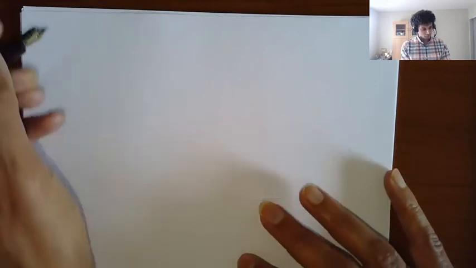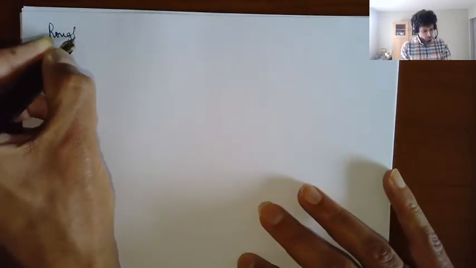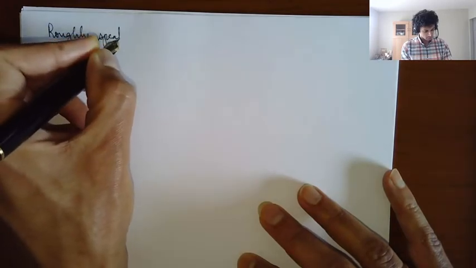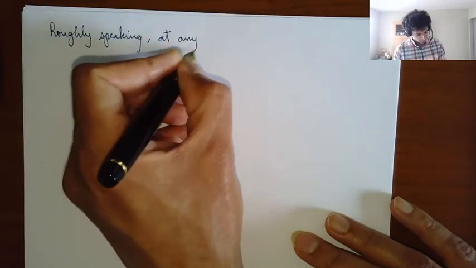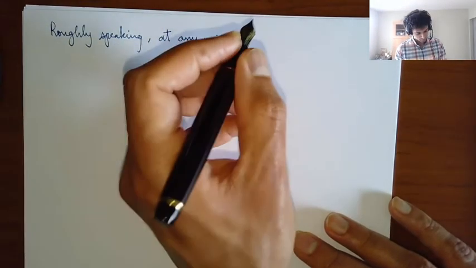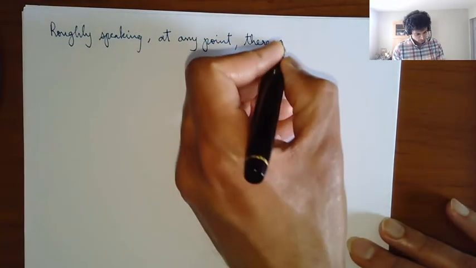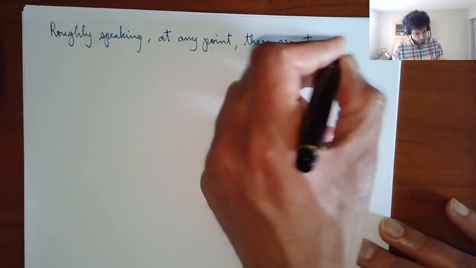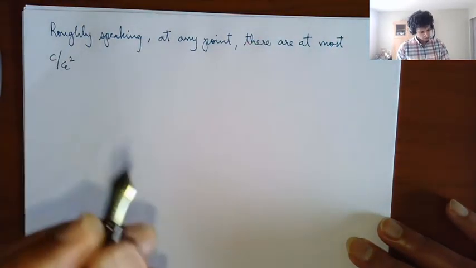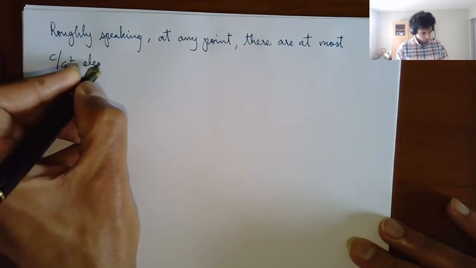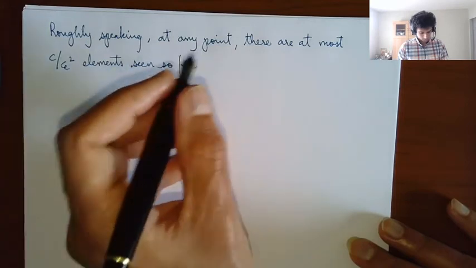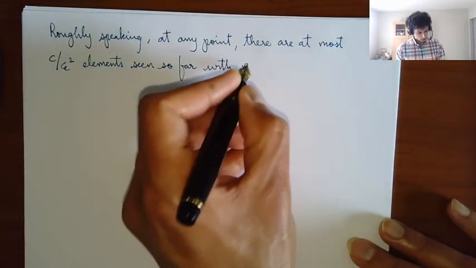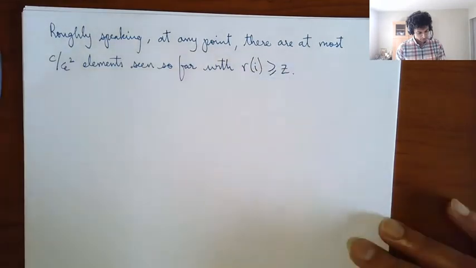Now note that, roughly speaking, at any point there are at most C over epsilon square elements seen so far with R of I greater than Z.